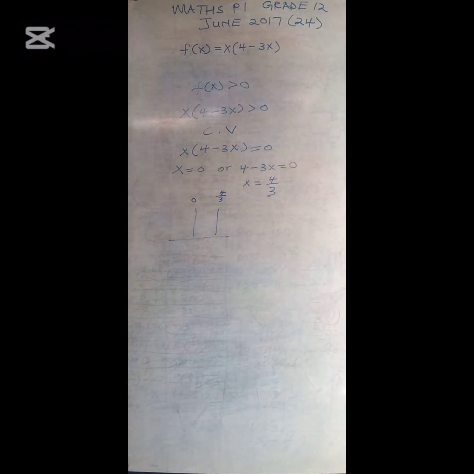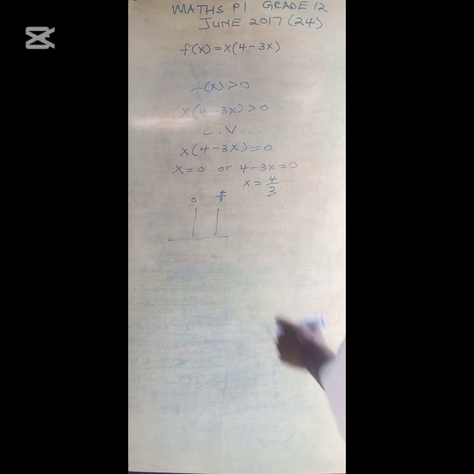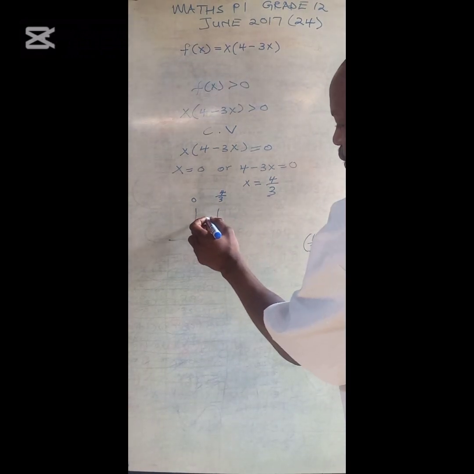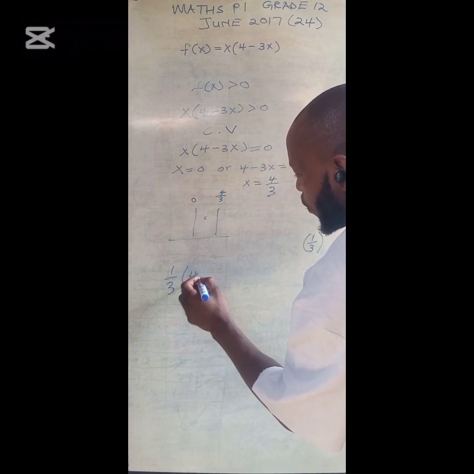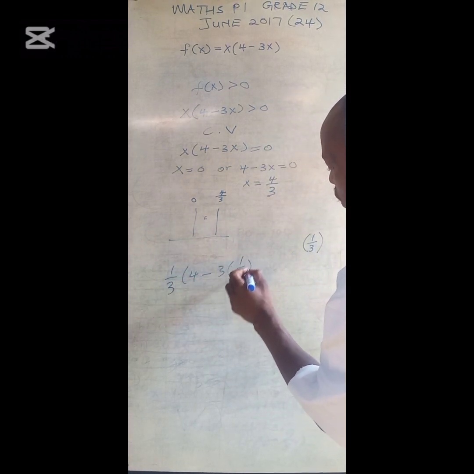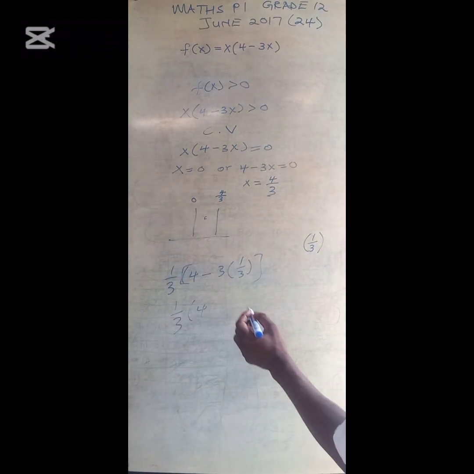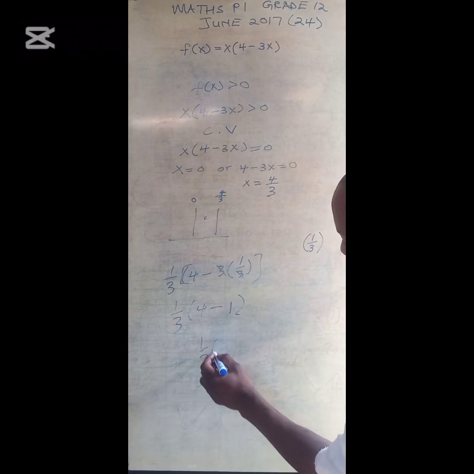Okay, we substitute with a number that is less than 0, or between 0 and 4 over 3, or greater than 4 over 3. Which one might be easy? Between 0 and 4 over 3. If we choose 1 over 3, I like choosing the easiest. Why did I choose 1 over 3? 1 over 3 into 4 minus 3 into 1 over 3, right? So in this case, we have 1 over 3 into 4 minus, this one will go with this one. It will be 1 over 3 into 3.